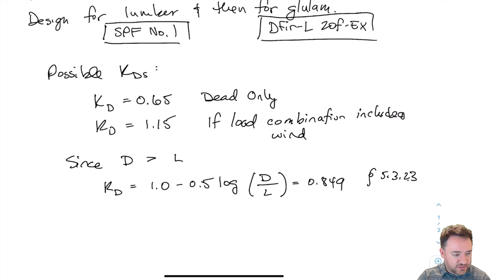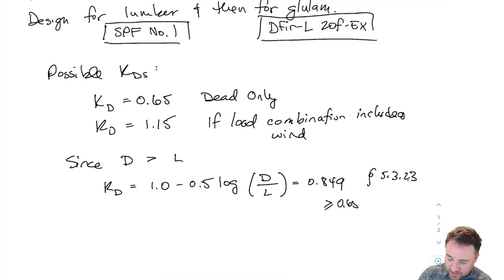So I plug in D and L into this. In the standard, it says PL, which is for long-term loads, divided by PS, which is for standard term loads, which in this case are D and L here, and I get 0.849. So we're going to have some load cases that probably have this 0.849. And this, of course, has to be greater than or equal to 0.65, which it is.